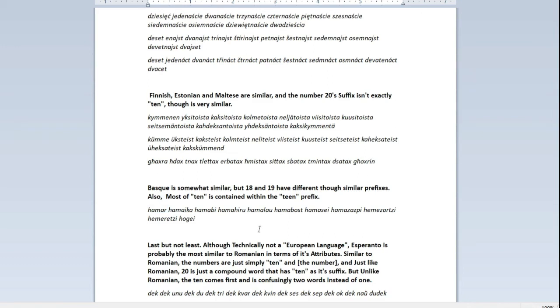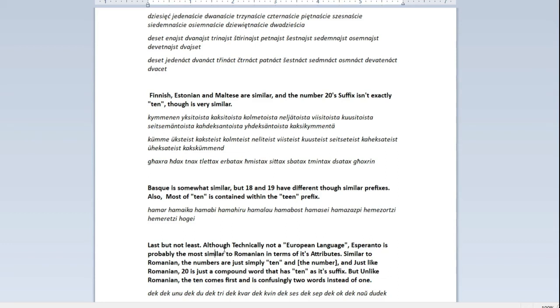And last but not least, although technically not a European language, Esperanto is probably the most similar to Romanian in terms of its attributes. Similar to Romanian, the numbers are simply 10 and the number, and just like Romanian, 20 is a compound word that has 10 as its suffix. But unlike Romanian, the 10 comes first, and is confusingly 2 words instead of 1. It's pretty much the same as Romanian in terms of its attributes. I only gave it its own category down here because it is not a European language. It is not natively spoken in Europe.